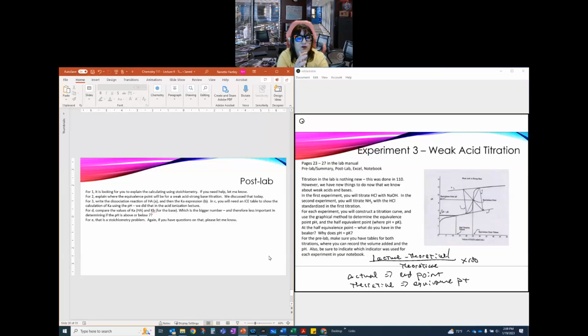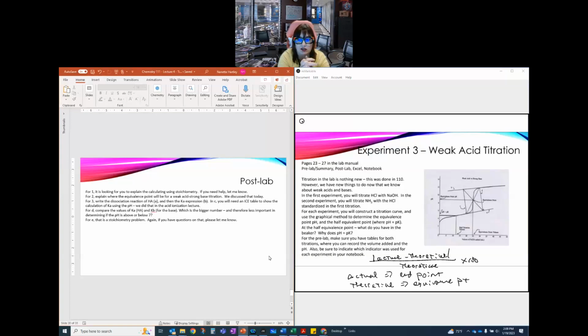In terms of the post lab, for number 1, it wants you to explain the calculation using stoichiometry. Okay, for 2, explain where the equivalence point will be for a weak acid strong base titration. Are we at 7? Are we below 7? Are we above 7, and why? For 3, write the dissociation reaction of HA and then the Ka expression, so that's A and B. For C, you'll need an ice table to show the calculations of Ka using the pH.